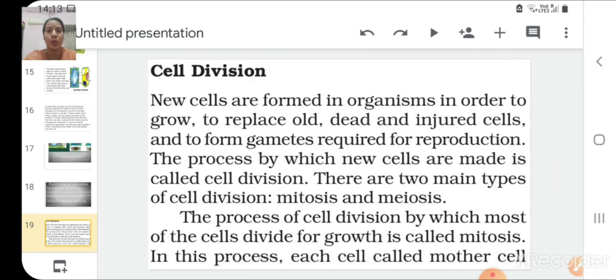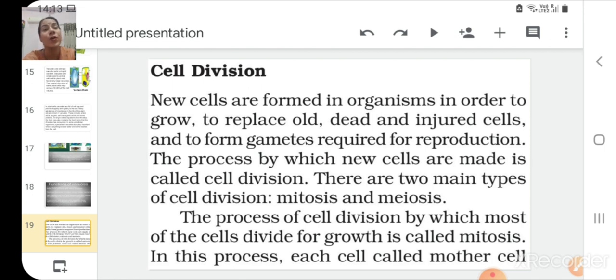Now let us focus on another important feature of the cell, that is cell division. You know, children, that in our body also the cells are continuously forming and dying. So how are these new cells forming? These new cells are forming by the process of cell division. So let us learn more about it.